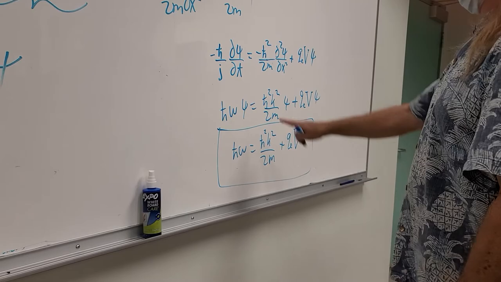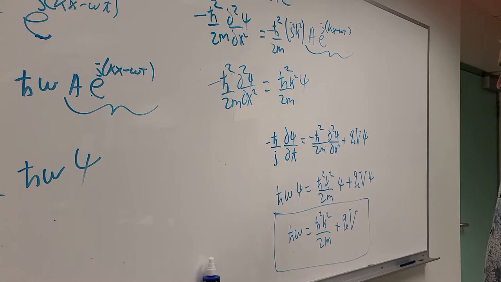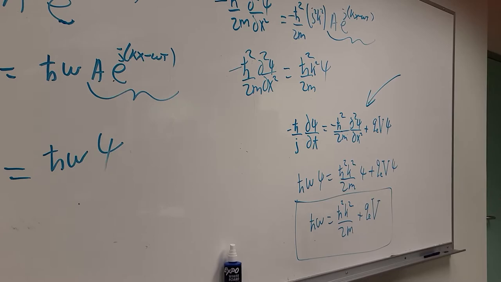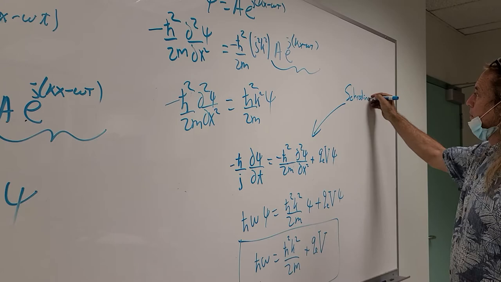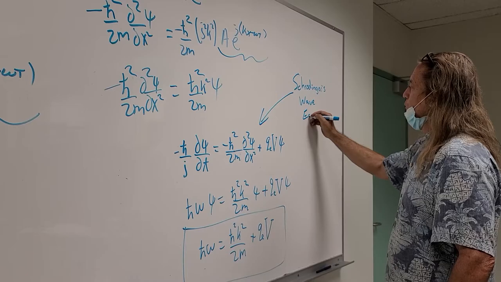And so since this result is reproduced from this equation, and we know the solution to that equation is this, or an infinite sum, discrete or continuous sum, we know that this equation has to be true. And that is Schrodinger's wave equation. So what's so beautiful about this is I haven't said anything about the uncertainty principle.